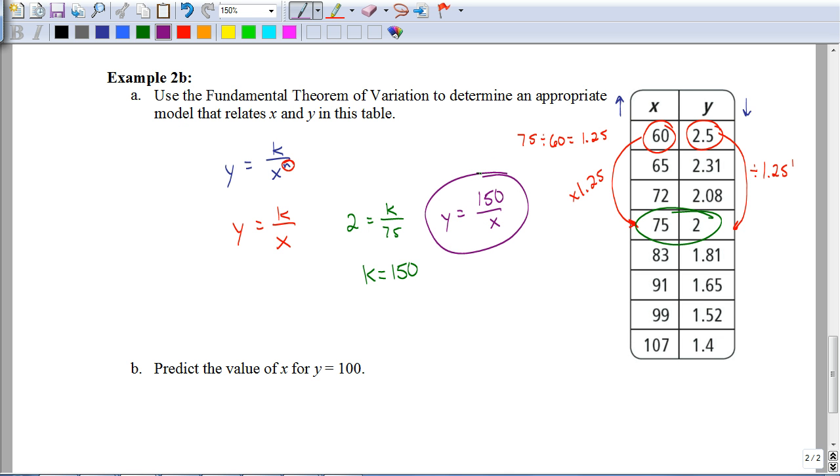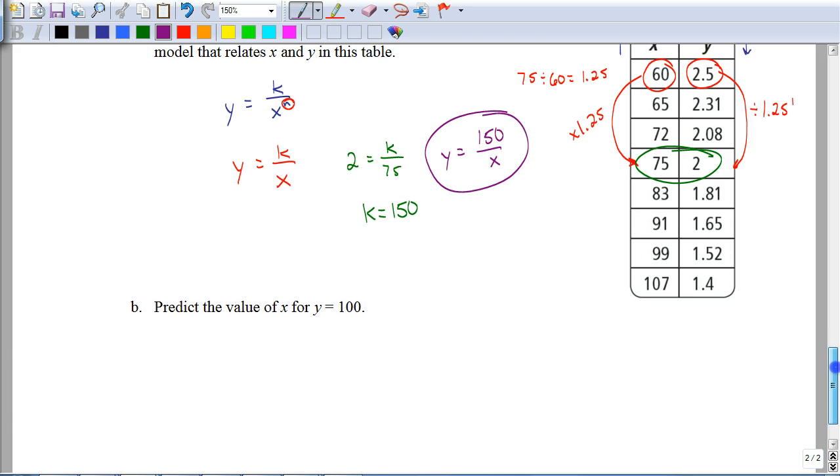Again, you should always double check your answers. Like if I were to take 150 divided by 91, I'm going to get really close to 1.65. So that tells me that I'm doing it correctly, that this is a good model for this situation. So if I want to predict the value of x when y is 100, for this one I would put 100 in for y.